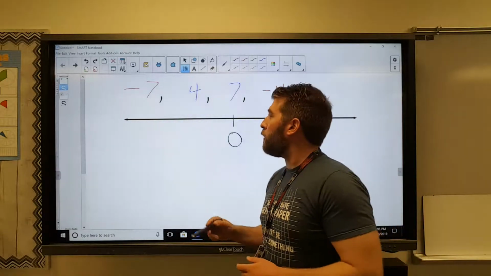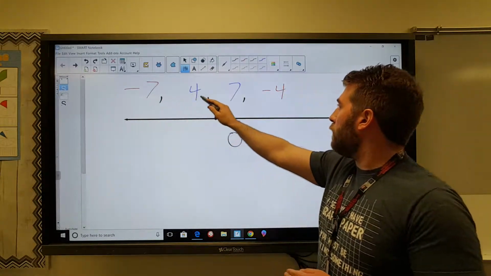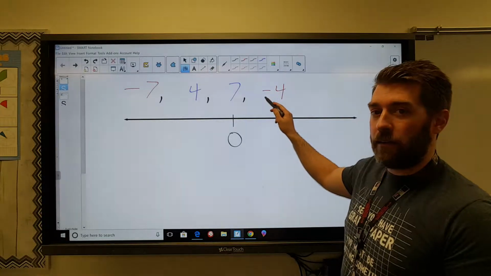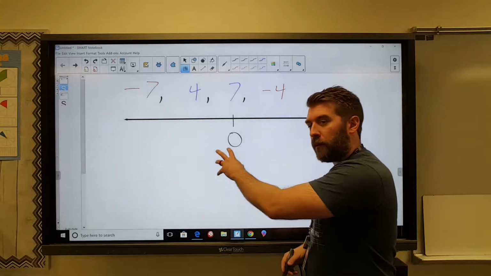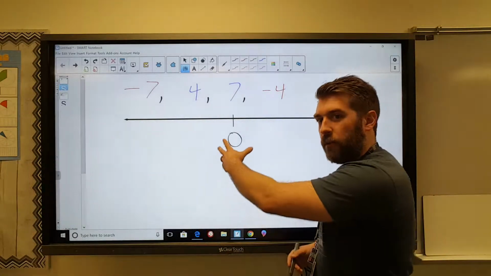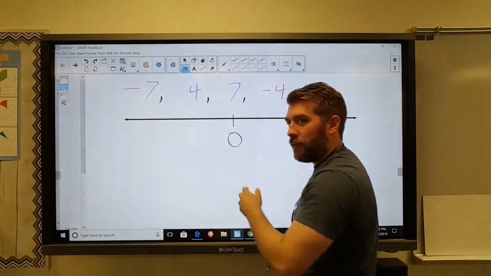Okay, so we're set up to order some integers now. And we've got -7, 4, 7, and -4. So you can see I've set up my number line and I've put a 0 in the center. You don't always have to put a 0 in the center. It just depends on what you're working with. In this case, it just makes sense to.